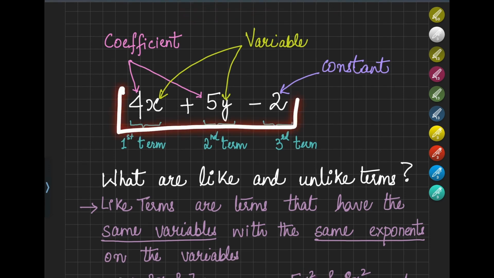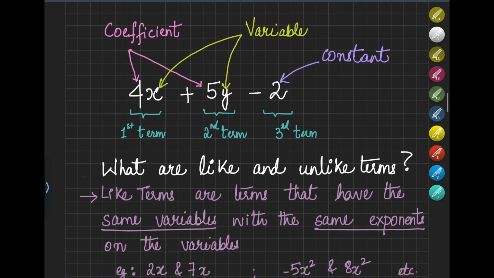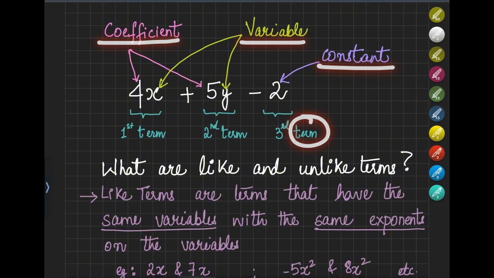In the expression 4x plus 5y minus 2, this is the first term, the second term, the third term. So there are three terms in the expression. This is the variable x, this is the variable y. 2 is called the constant, and the numerical factors 4 here and 5 here are called the coefficients of x and y respectively. So I hope the terms associated with algebraic expressions like coefficient, variable, constant and term are very well understood.